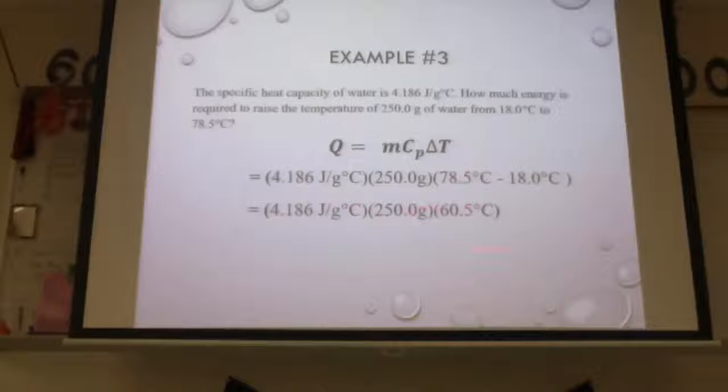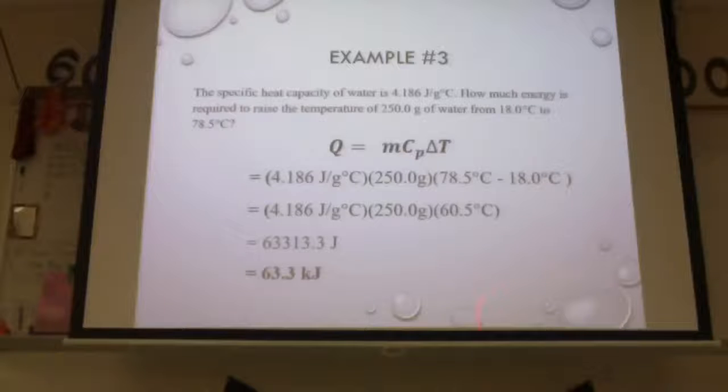Now I'm doing multiplication, right? So when I just multiply it through, it's 63,313.3 joules, okay? But when I'm multiplying, I go by the least number of sig figs. So how many sig figs does 4.186 have? 4. 250.0? 4. 60.5? 3. So I have to put this into 3 sig figs. So that would be 63,300. Just for convenience, I'm actually going to put it into kilojoules. So I'm just going to divide it by 1,000, and that gives me 63.3 kilojoules.